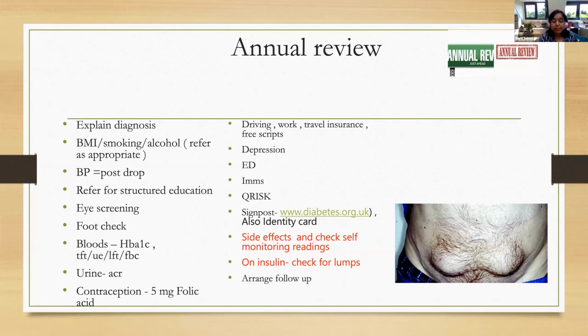Okay, I've told you about the identity card. The only two things in red that you would do at annual review that may not necessarily be what you do at diagnosis is checking the side effects of medication and also checking the self-monitoring readings. And the bit you would also do, if they are on insulin, is to check for lumps. So if you see this photo, this is what insulin lumps look like. And often they are better seen than felt.